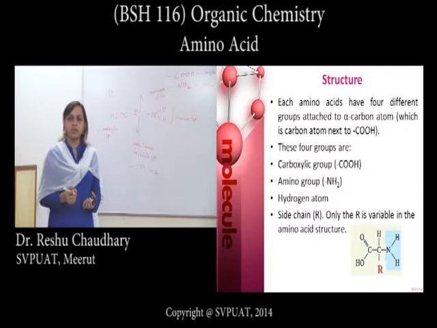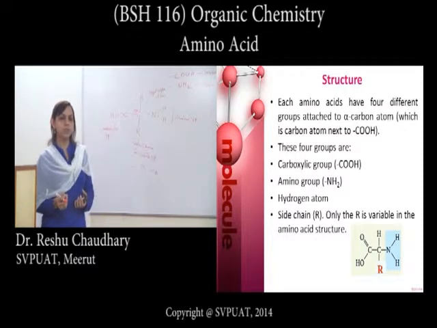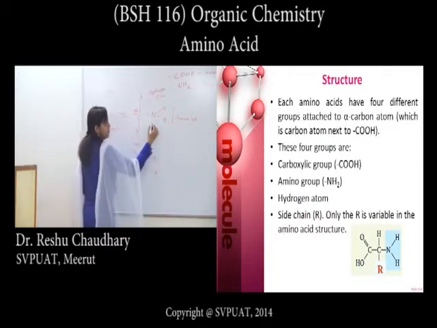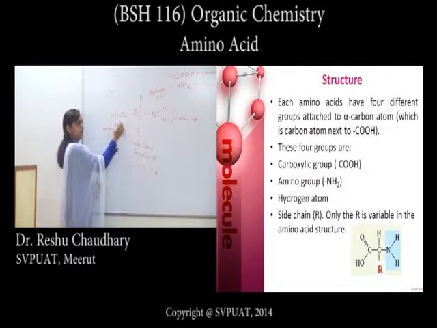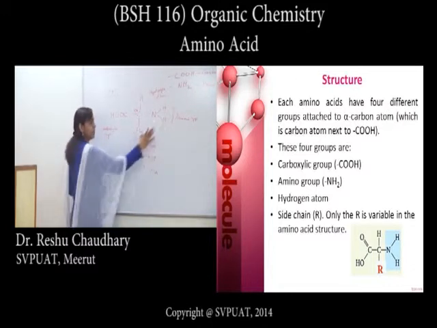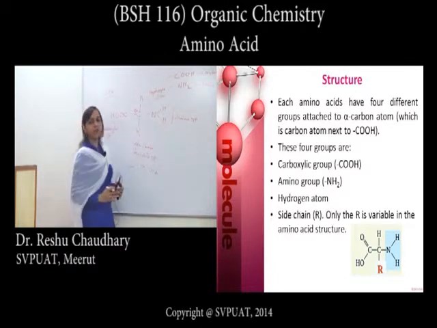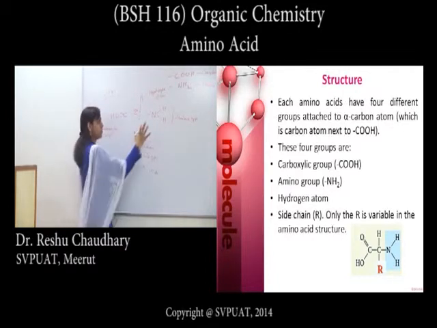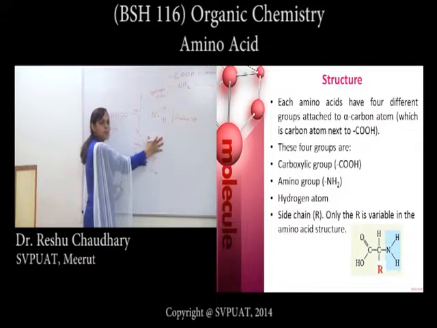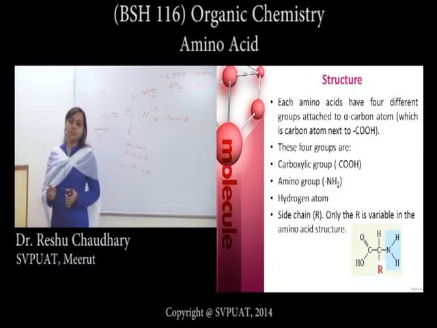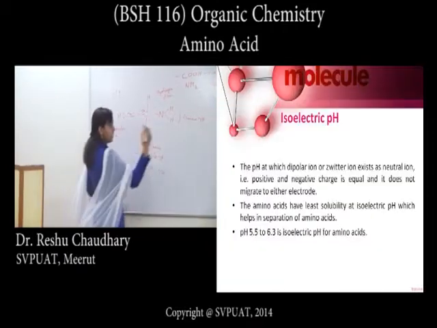Now comes one of the most important things in amino acids: isoelectric pH and zwitterions. As we know, two different types of groups are present in the amino acid structure, one is the amino group and the second one is the carboxylic group. So they are amphoteric in structure due to the presence of both acidic and basic groups. And when they are present in aqueous solution, they show the isoelectric pH.